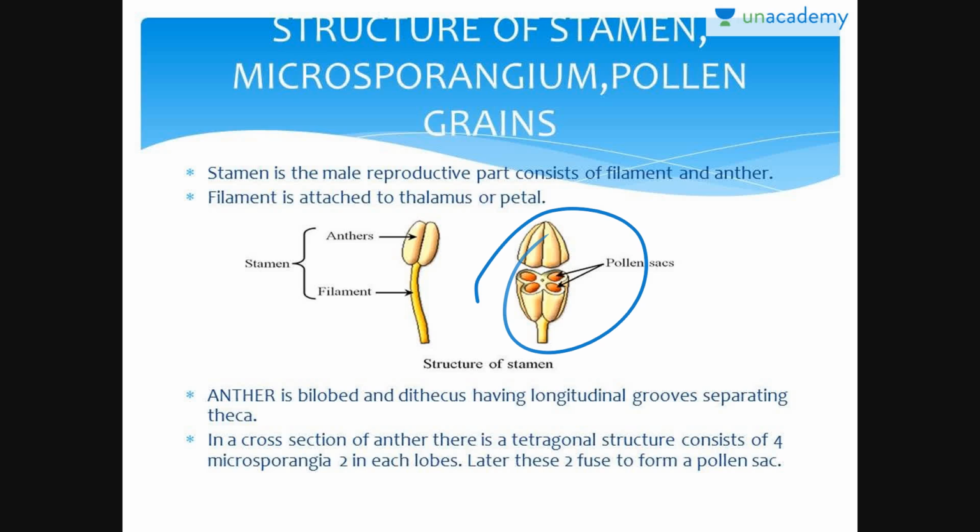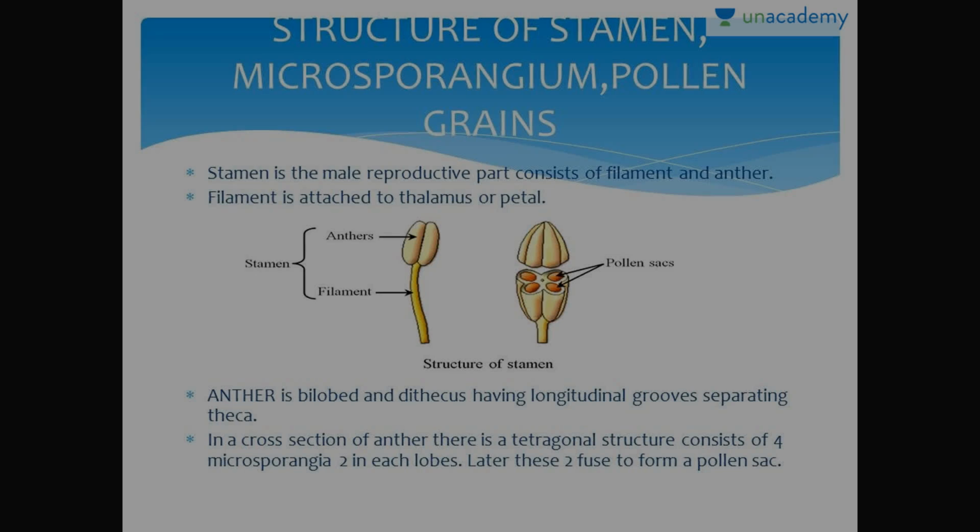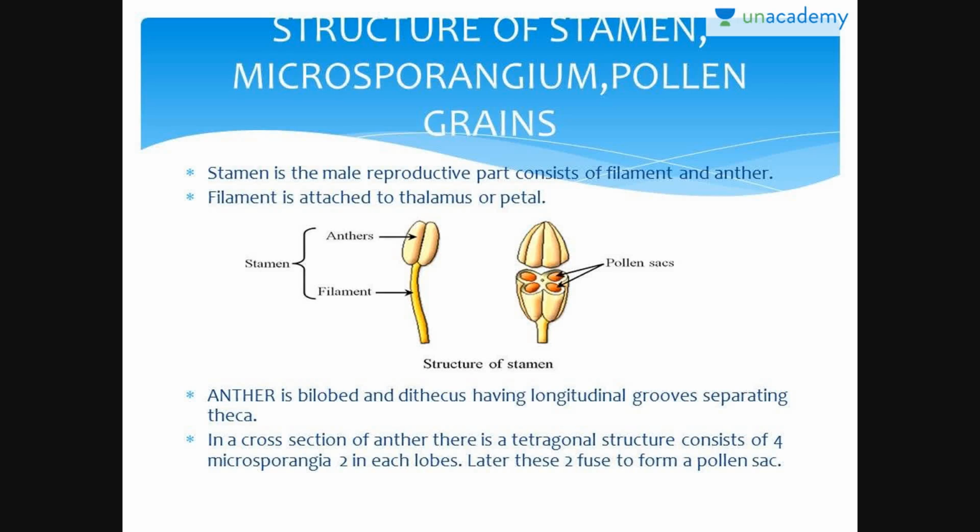Microsporangia become pollen sacs and are packed with pollen grains. So you have a look of the pollen sacs here. Then the structure of microsporangium. Each microsporangium is surrounded by 4 walls, that is epidermis, endothecium, middle layer, tapetum. The innermost layer, tapetum, which is multinucleated with dense cytoplasm, is used for nourishing the development of pollen grains.